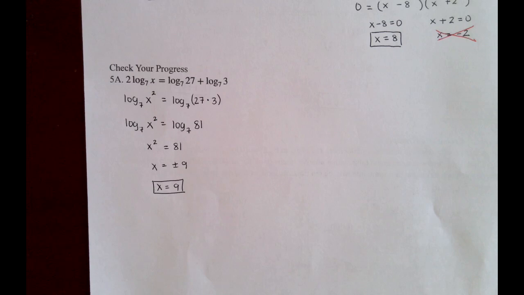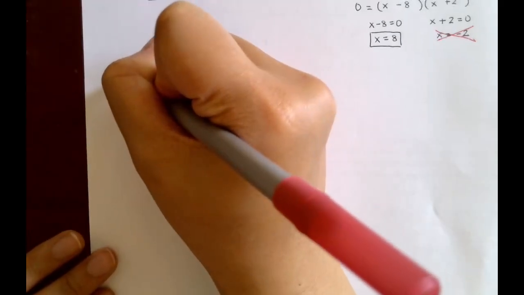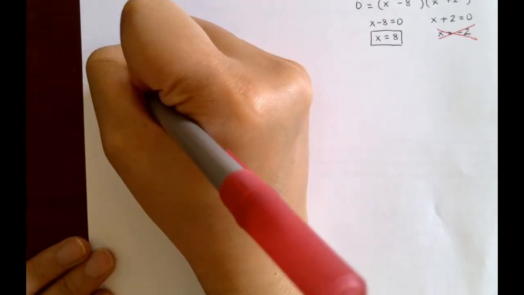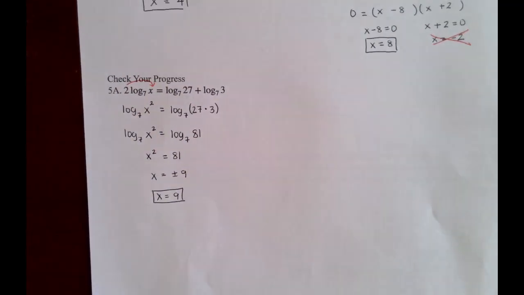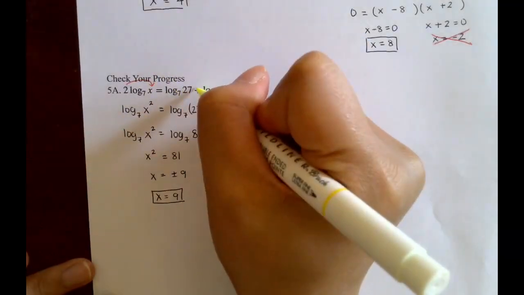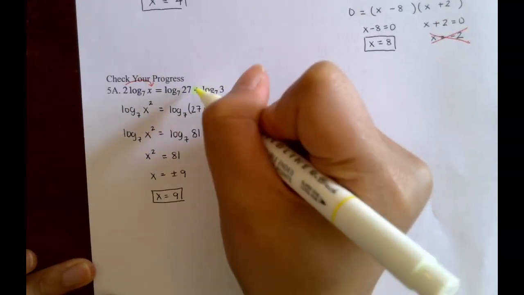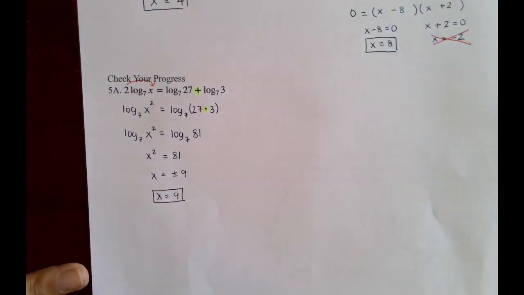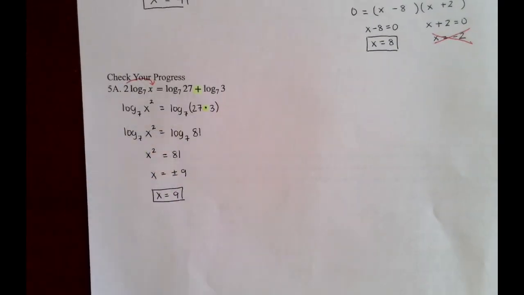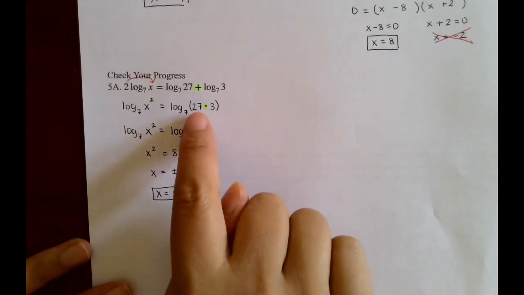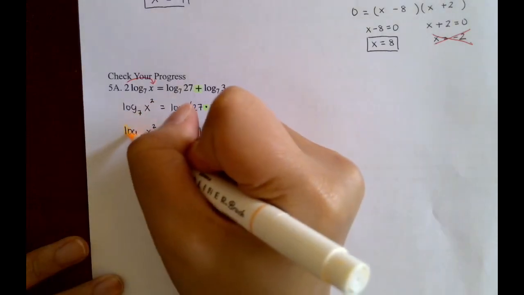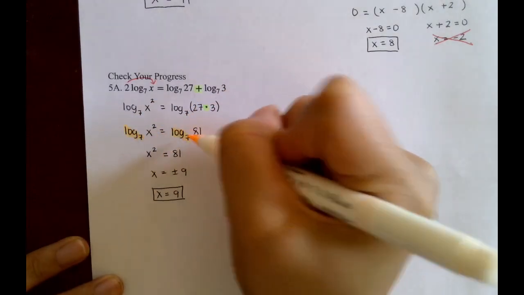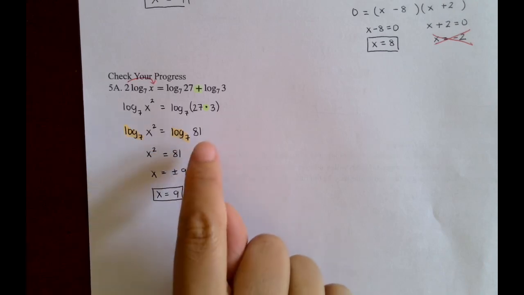I'm going to condense them into single logs. Here I can use the power property to move it up here as an exponent, so that's why it's log base 7 of x squared. Then here, because of these two logarithms with the same base being added together, I can condense them using my product property with multiplication. Then I just simplified 27 times 3 is 81. Now that I have a single log on both sides, since the log and the base are the same, I can remove them and just set it as x squared equals 81.